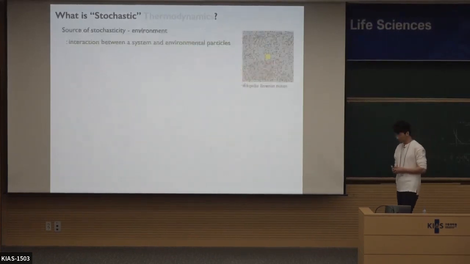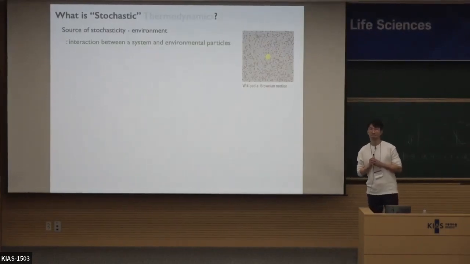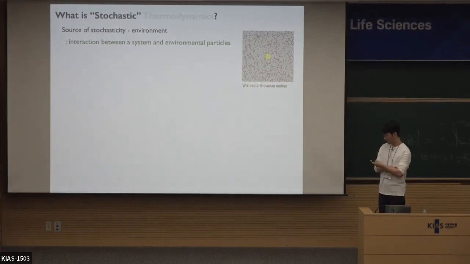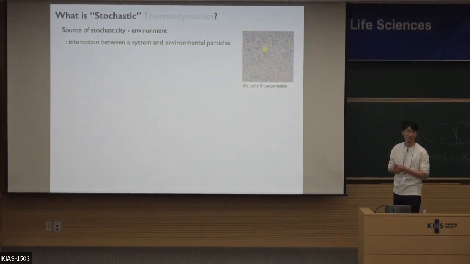Okay, so what is the origin of this stochasticity? Let me show you another movie. Let's say that we are interested in the motion of this yellow ball, a Brownian particle. Then we can directly understand the origin of the stochasticity of this motion. It originates from the interaction between a system and environmental particles.